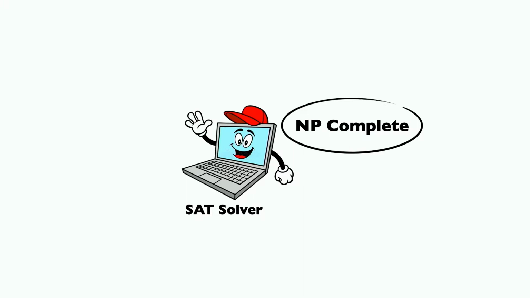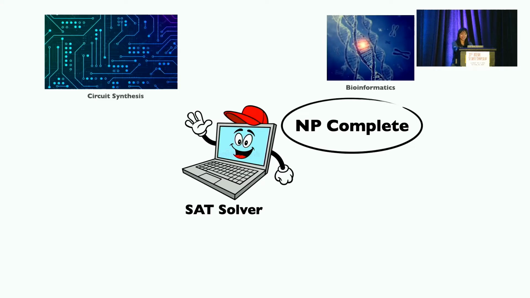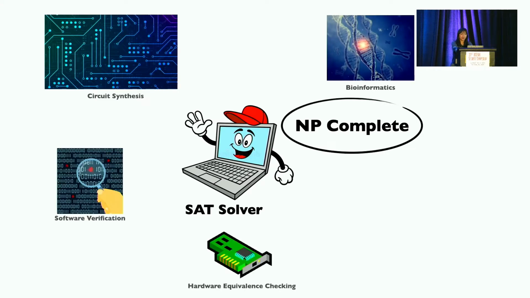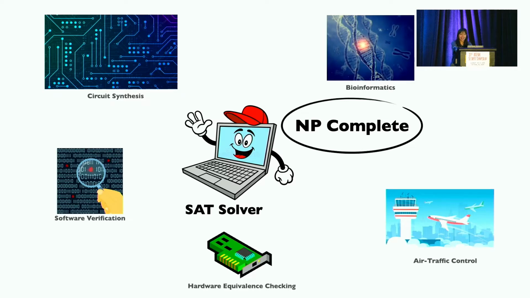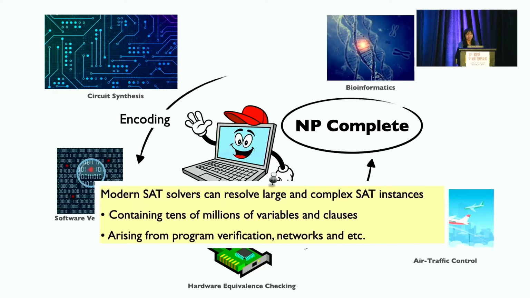Set solving is a fundamental problem in computer science. It has broad applications such as bioinformatics, circuit synthesis, software verification, hardware equivalence checking, air traffic control, and etc. In general, we can encode the problem arising from this field as a Boolean formula and send it to a SAT solver. After getting the output of the SAT solver, we can decode the result and obtain the solution to the original problem. Despite the fact that SAT solving is an NP-complete problem, modern SAT solvers can now resolve large and complex SAT instances that contain millions of variables and clauses.